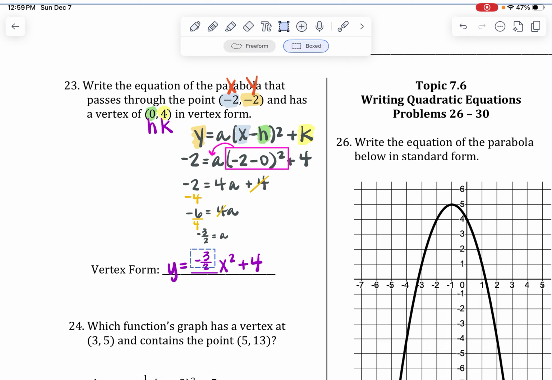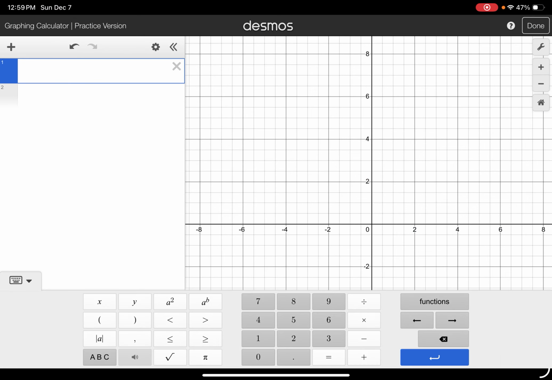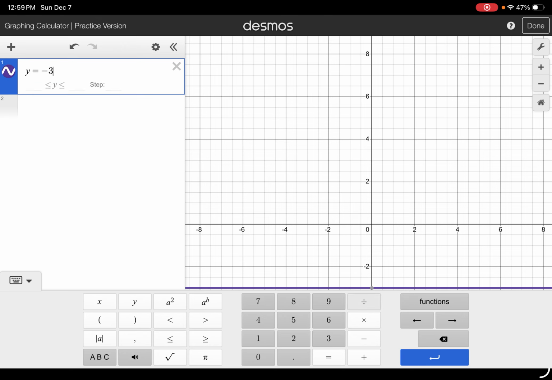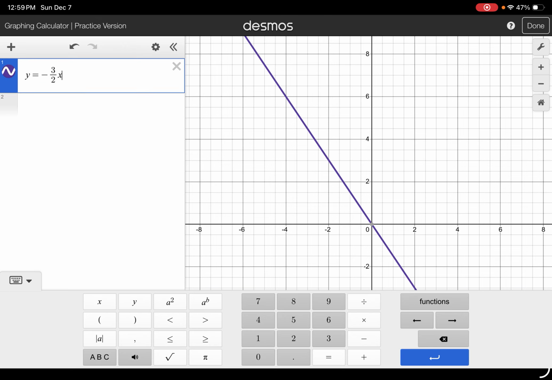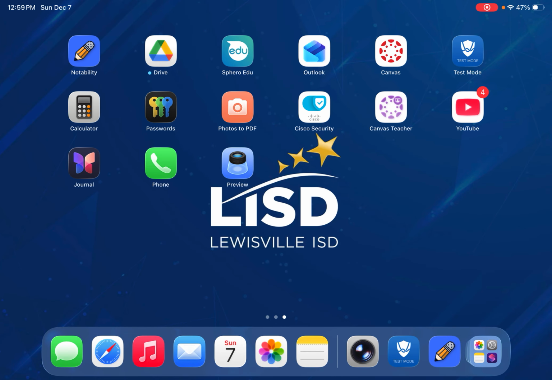You know, I'm going to check it in Desmos next. Let me put it a little larger. There we go. So here we go. I'm going to type that in: y equals negative 3/2 x squared plus 4. Okay, so there's our function that we think is our answer, right? But it's only our answer if it passes through the 2 points that we wanted it to.